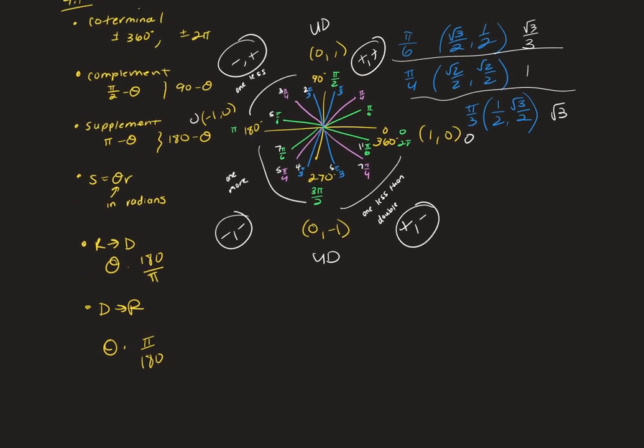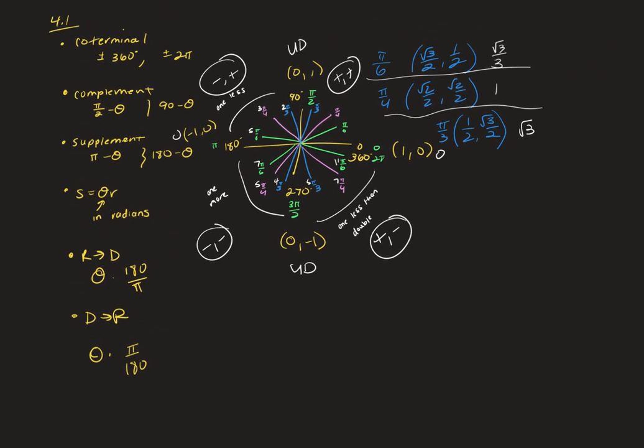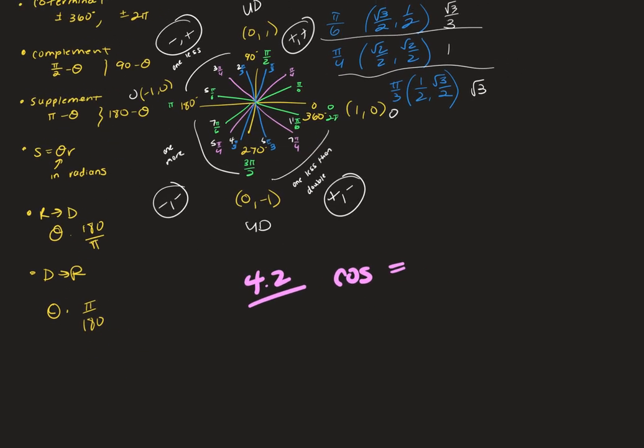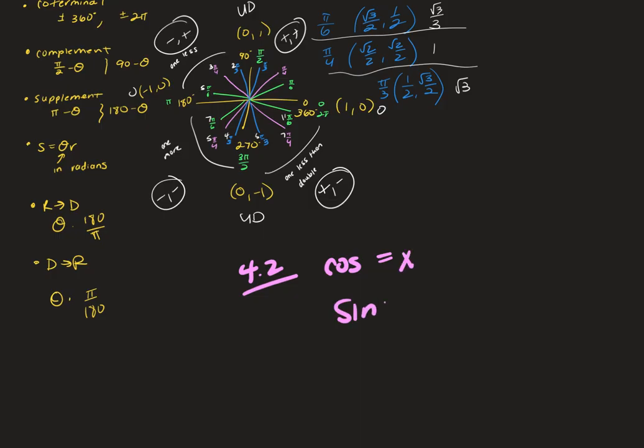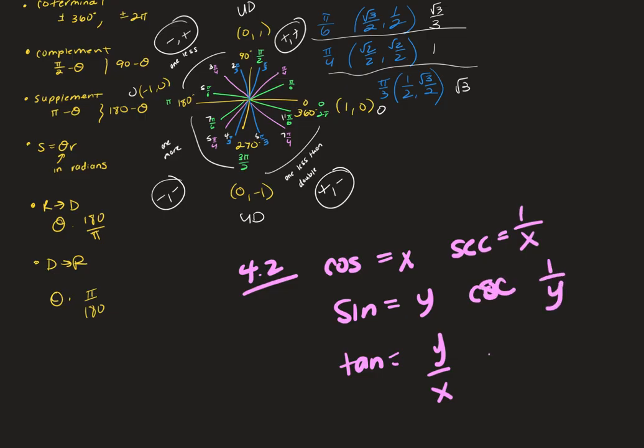And then if you build on your unit circle, so technically that was 4-2. In 4-2, we learned that the cosine is which part of the coordinate point? The x. The sine is? The y. The tan would be? Y over x. And then for all of these, we just find the reciprocals. Secant is 1 over x. Cosecant is 1 over y. And cotangent is x over y.